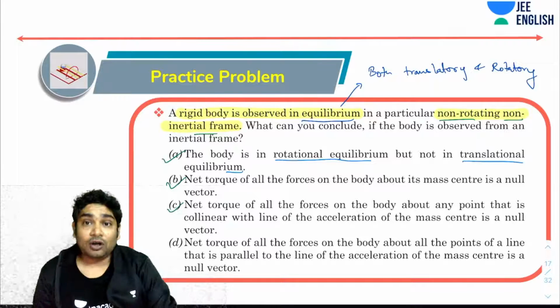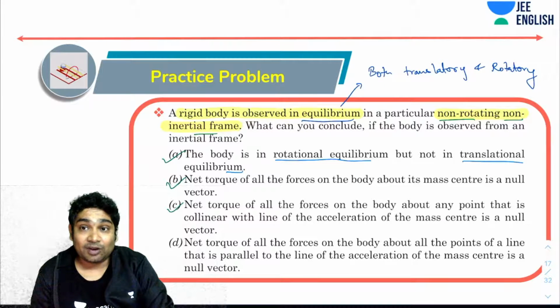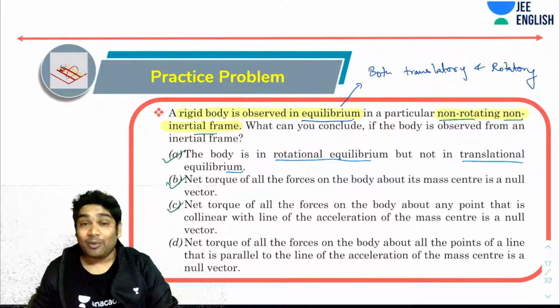The net torque of all the forces acting on a body about any point that is collinear with the line of acceleration of the center of mass is a null vector. Now, about option number D.